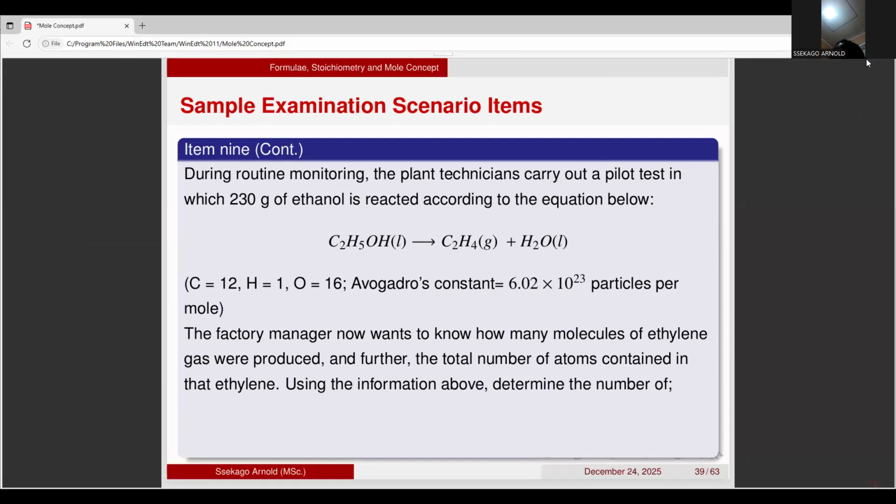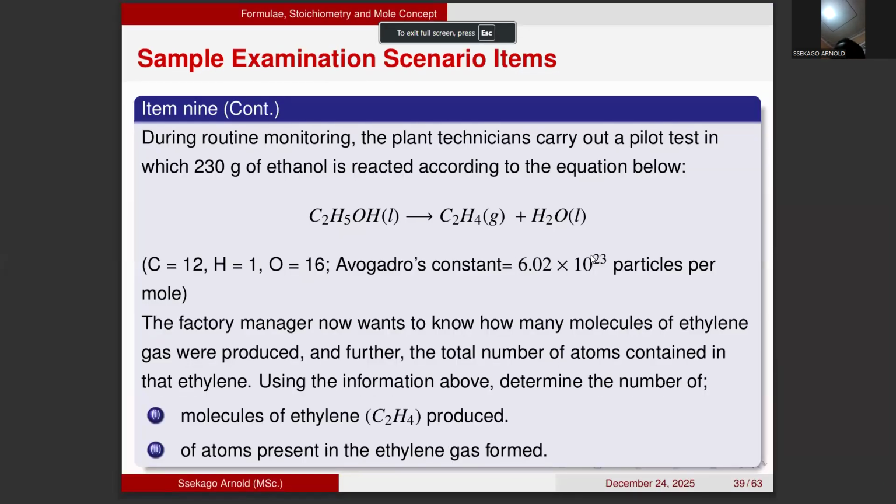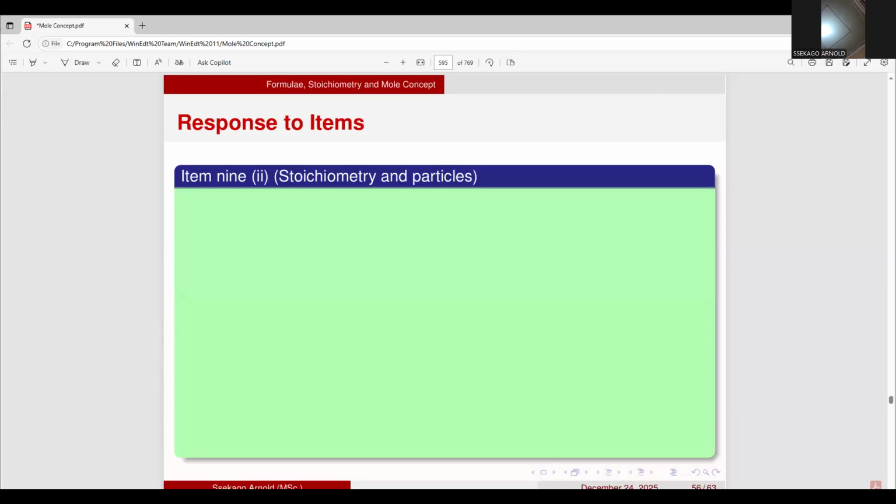We had covered Roman one, which was on finding molecules of ethylene. So Roman 2, we want to determine the number of atoms present in the ethylene gas formed. Therefore, to find the number of atoms present in the ethylene gas which is formed, we have item 9 Roman 2.